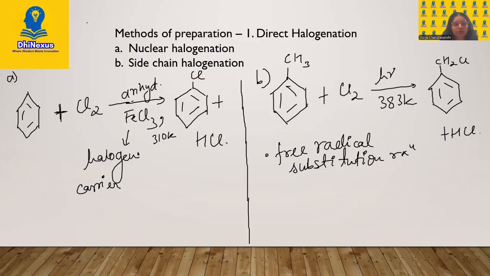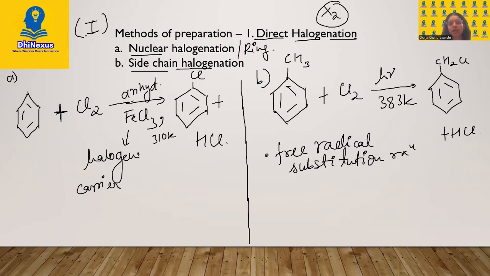So first we have methods of preparation. In this, direct halogenation is what we'll be looking at. So what do we understand by halogenation? It is nothing but the reaction with X2. Here we have two types: nuclear halogenation or directly on the ring, and side chain halogenation. Side chain halogenation which takes place is not exactly aryl halide, but it is called aryl halide.